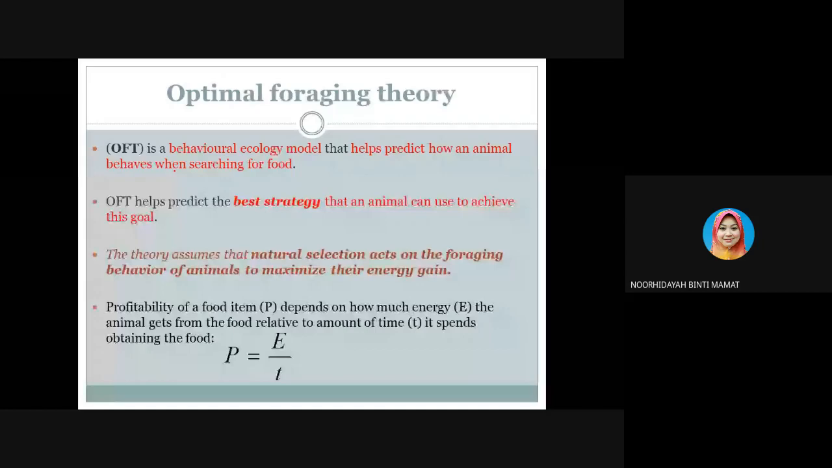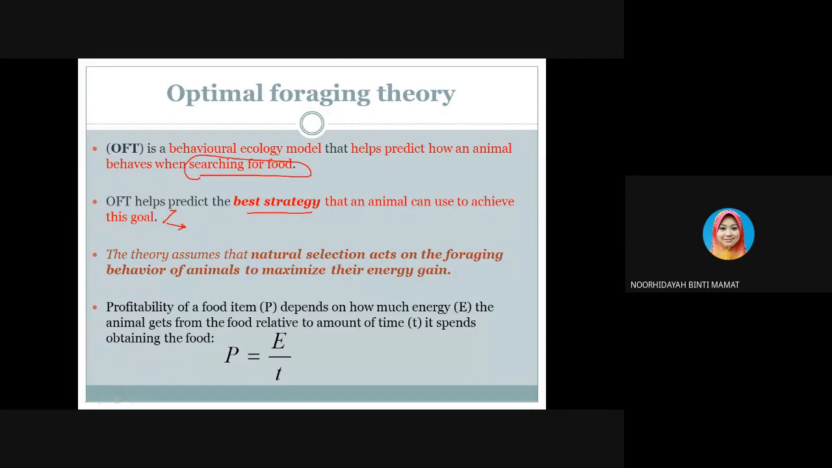In the previous lecture, we learned about the OFT, right? I'm talking about the OFT. So OFT is actually a behavioral ecological model that helps to predict how an animal behaves when searching for food. In this theory, it helps predict the best strategy for the animal to use to achieve the goal. The goal in this theory is the maximization of energy and minimization of time.